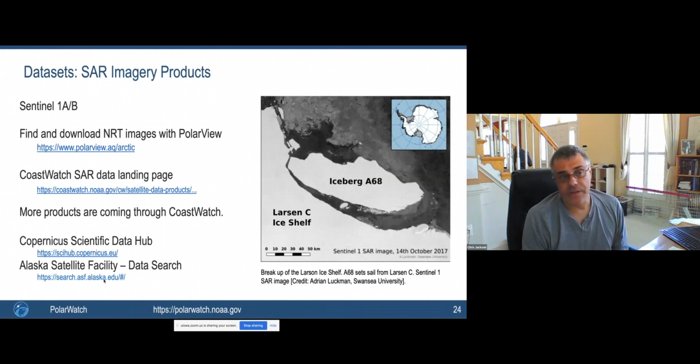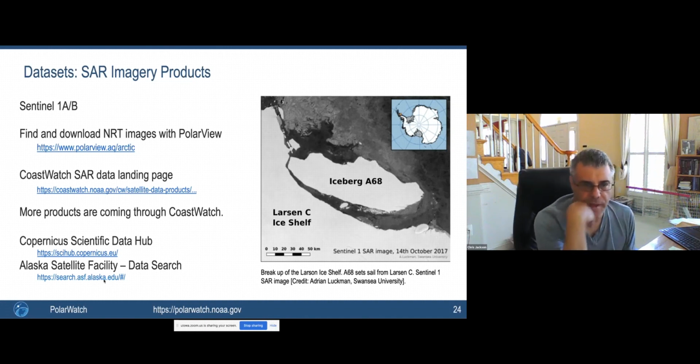Again, part of the purpose of this meeting is to make you aware of where these data sets are resident. As Cara mentioned, we're working to get a lot of them into PolarWatch, so the data are available there. The SAR data for the U.S. coastal waters and parts of the Arctic are available through the CoastWatch webpage. You can search for the Level 2 SAR data.